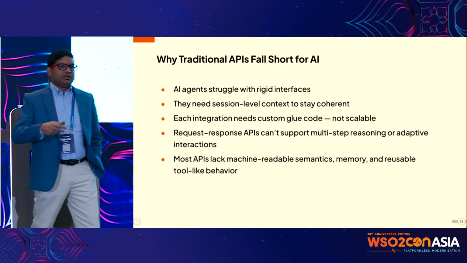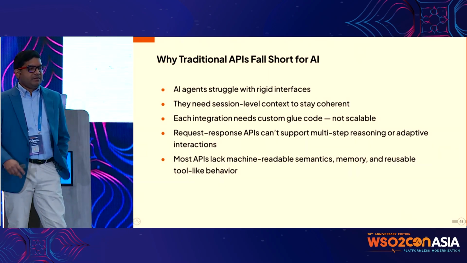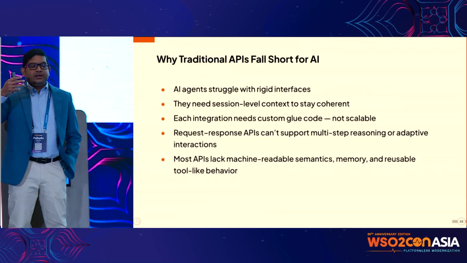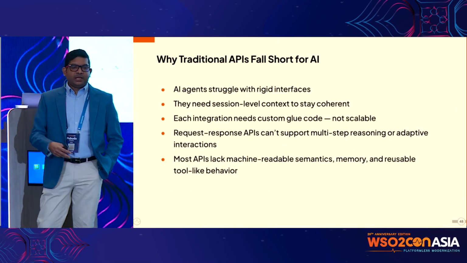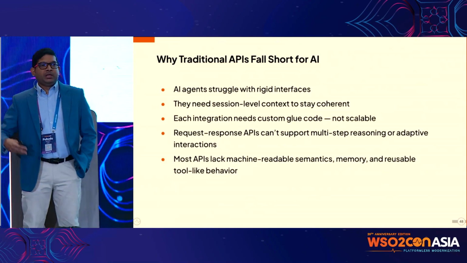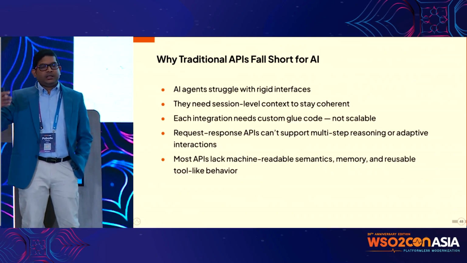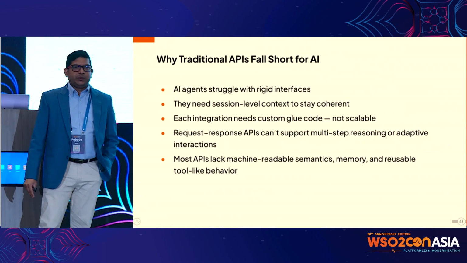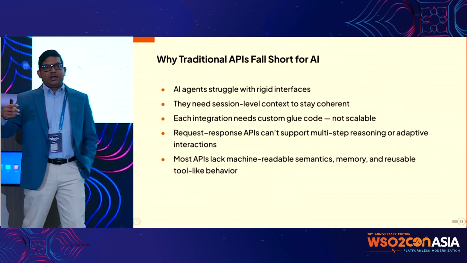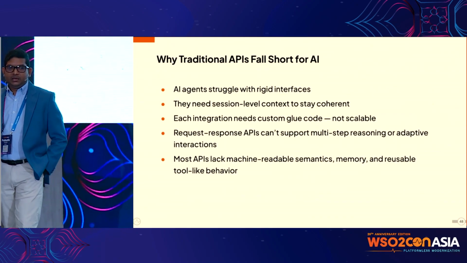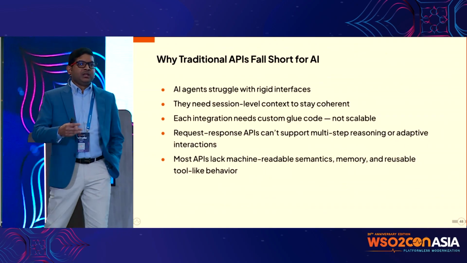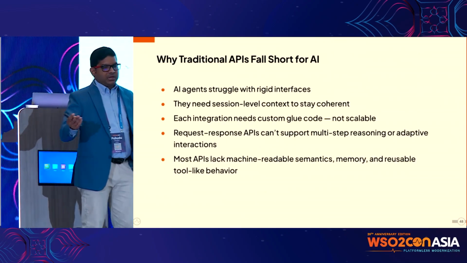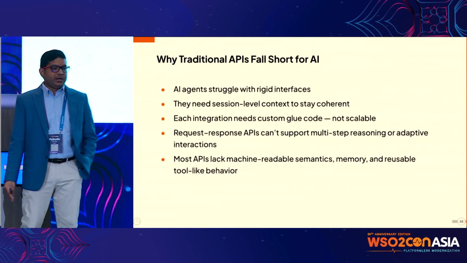If you take APIs, they have rigid interfaces. If you take an API, you have the well-defined request and response. For example, if the AI asks something off the menu, it can't provide it because it always looks at the menu itself. And there is session-level context as well. Sometimes the AI agent is having something related to the conversation you had, but APIs are stateless, they don't keep anything.